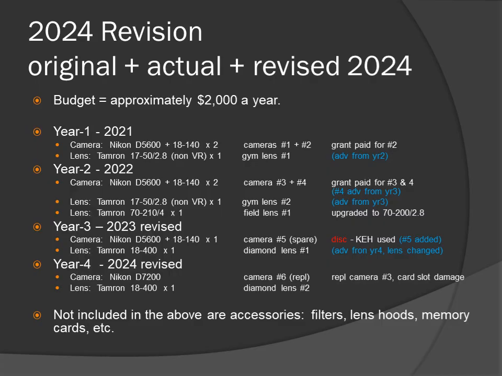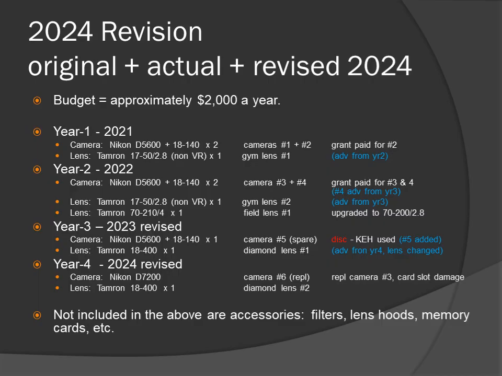Year 2, cameras number 3 and 4. The teacher was able to get a bigger grant, which paid for both cameras. So what we did was we pulled in camera number 4 from year 3. And it was a good thing. Remember what happened in year 3? That camera was discontinued. So by getting it in year 2, we were able to get it before it was discontinued.